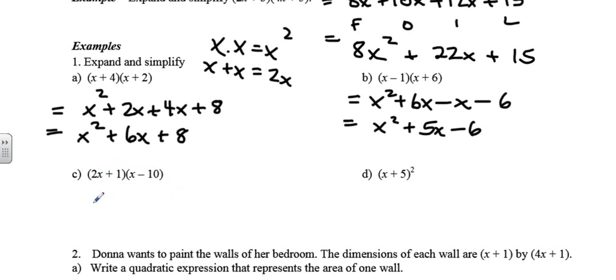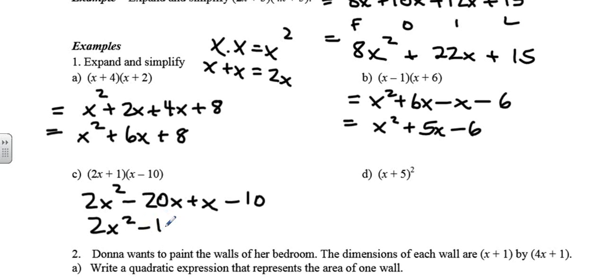Next, 2x times x is 2x squared. 2x times minus 10 is minus 20x. 1 times x is positive x, and 1 times negative 10 is negative 10. So I've got 2x squared minus 19x minus 10. Remember, it's a good idea to use your calculator to do your addition or subtraction of your integers just in case.